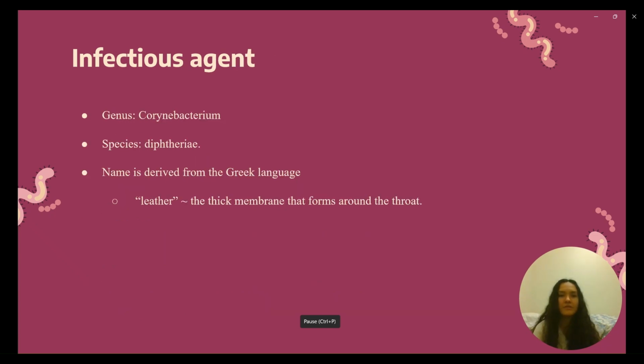The genus of diphtheria is Corynebacterium and the species is diphtheriae. Its name comes from the Greek language and it means leather, referring to the thick membrane that forms in the throat.